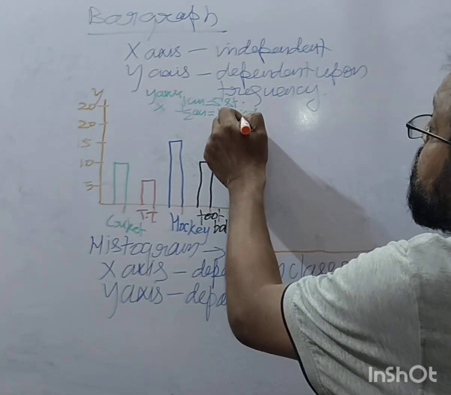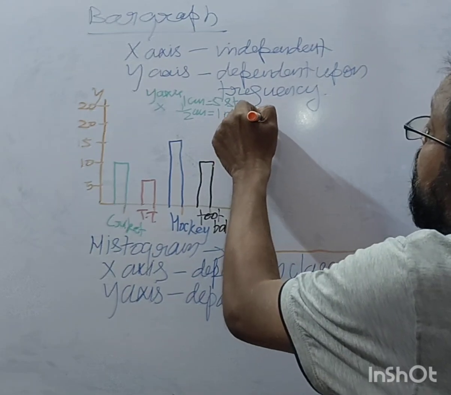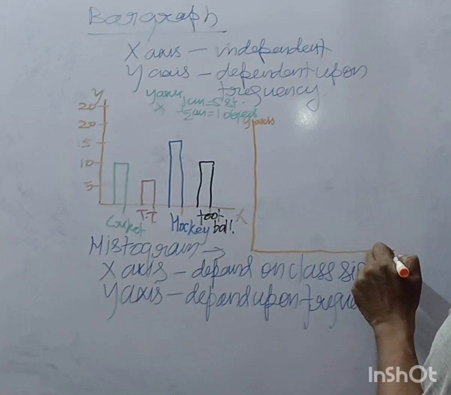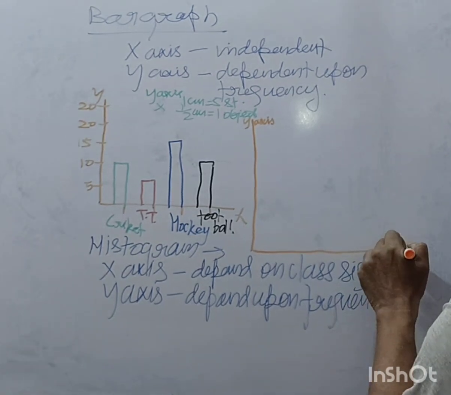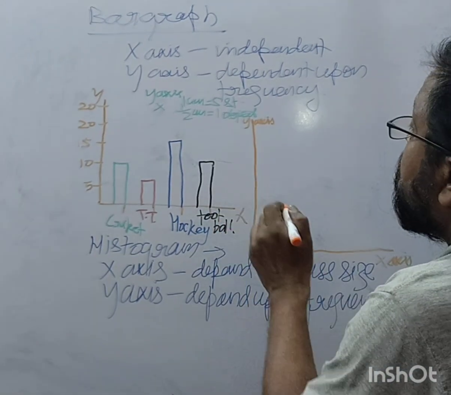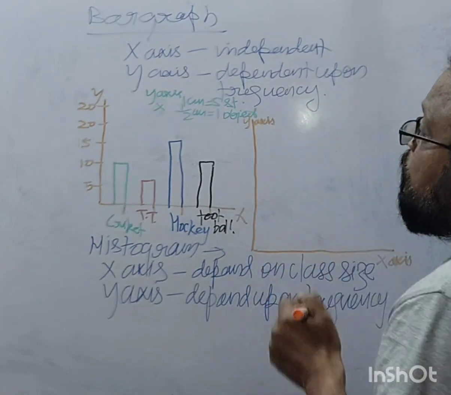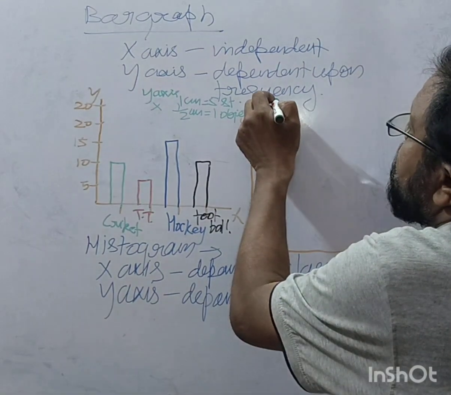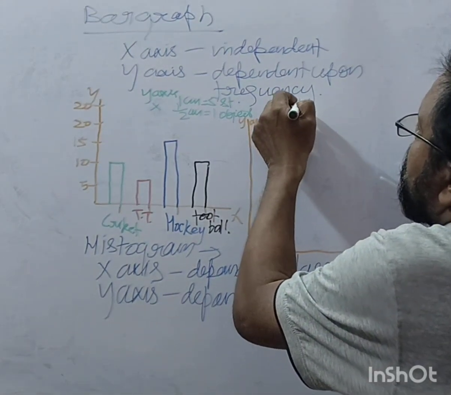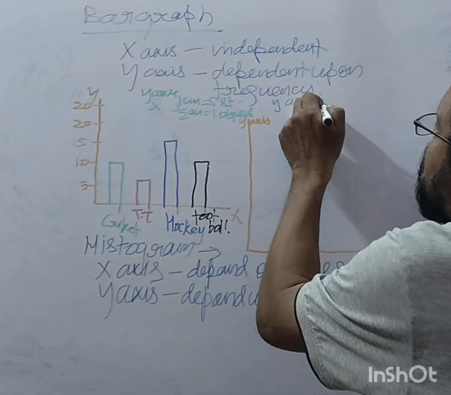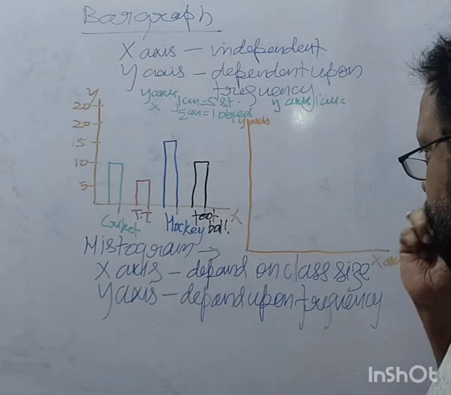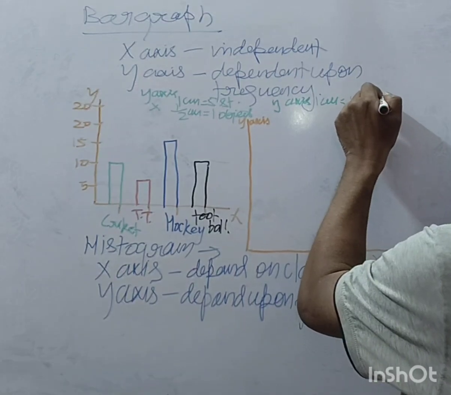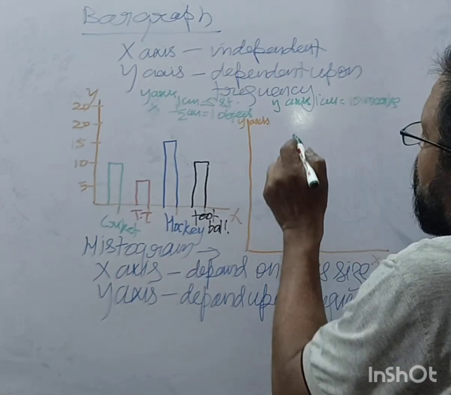This is the y-axis and this is the x-axis. Right? On the y-axis, 1 centimeter is equal to 10 marks. Right?